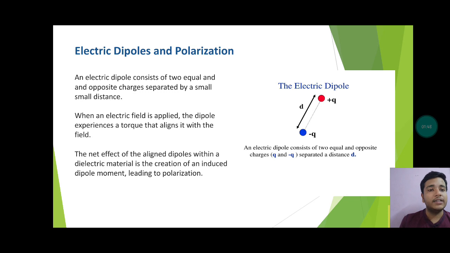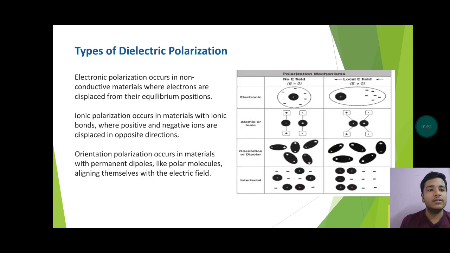Here you can see an electric dipole consists of two equal and opposite charges separated by a distance d. Let us see what the types of dielectric polarization are. Electronic polarization occurs in non-conductive materials where electrons are displaced from their equilibrium positions. Ionic polarization occurs in materials with ionic bonds, where positive and negative ions are displaced in opposite directions. Orientation polarization occurs in materials with permanent dipoles, like polar molecules, aligning themselves with the electric field.